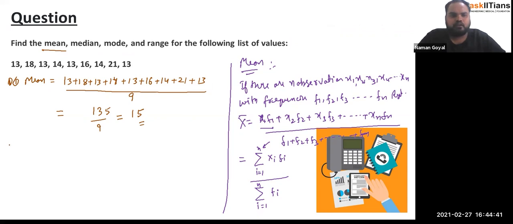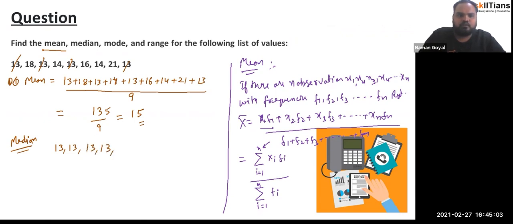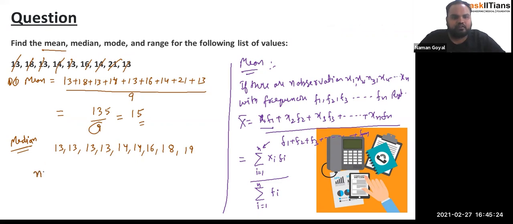15. Okay. Now median. For median, what you have to do is arrange them either in ascending order or in descending order. So I can arrange in ascending order. 13 comes 4 times. Okay. Then 14, 2 times. Then 16, one time, right? Then 18 and 21.